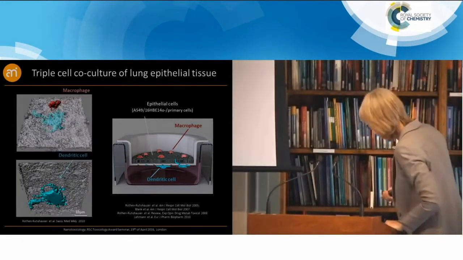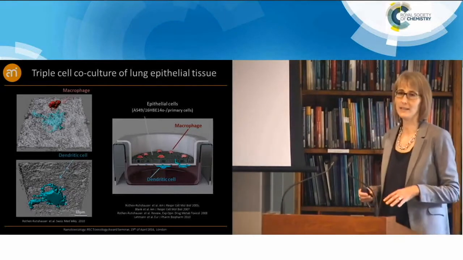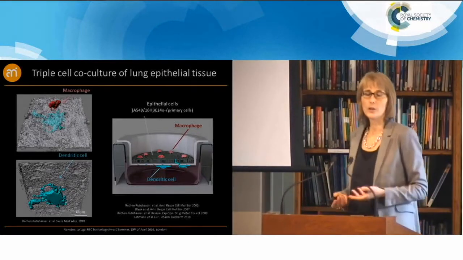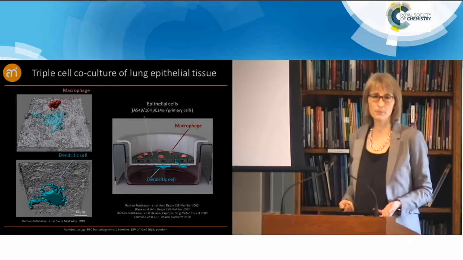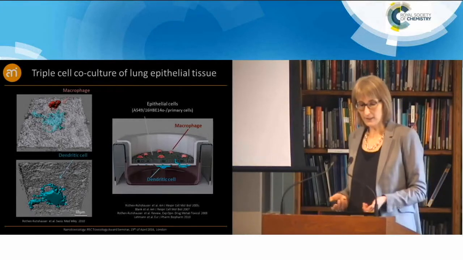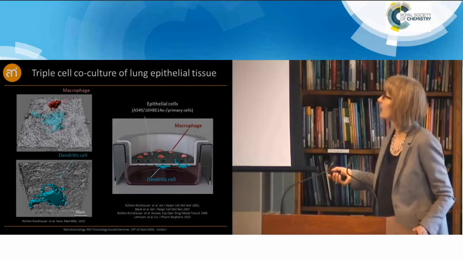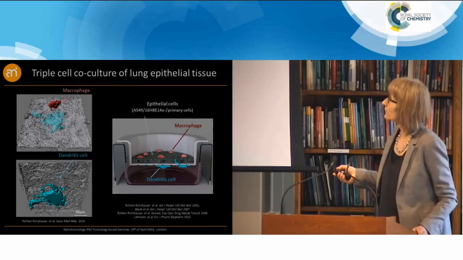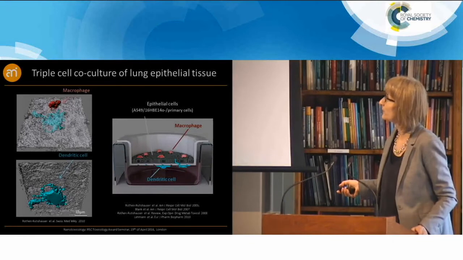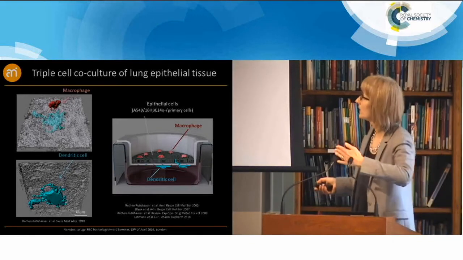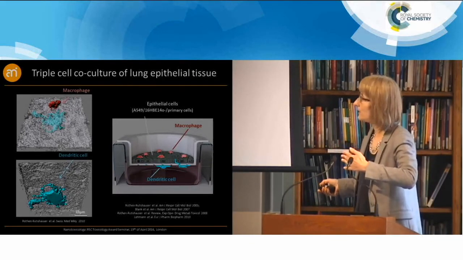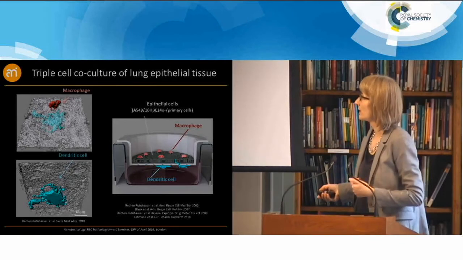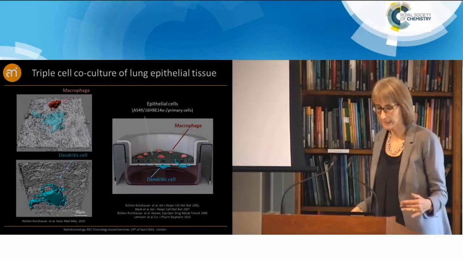Of course, the model has been characterized. We have measured or counted the cell ratio, the tightness, and you see here a laser scanning electron micrograph of this culture showing in red the macrophages, and if you turn it upside down, you see beneath the epithelial cells here in white, in light blue, the dendritic cells.